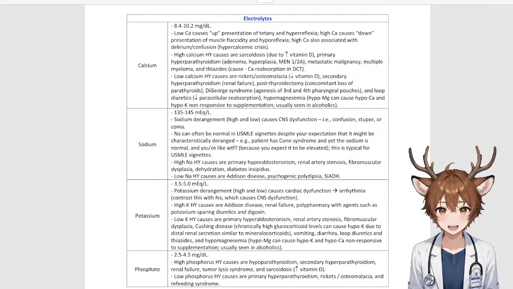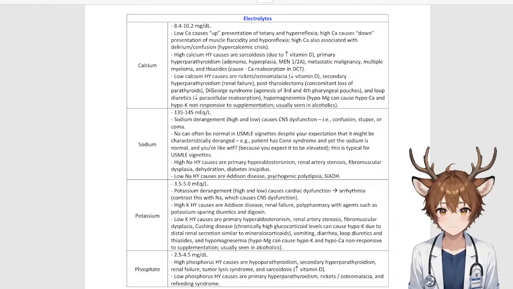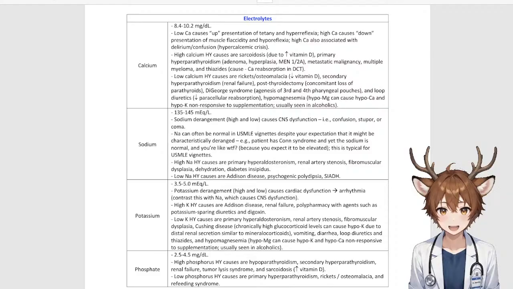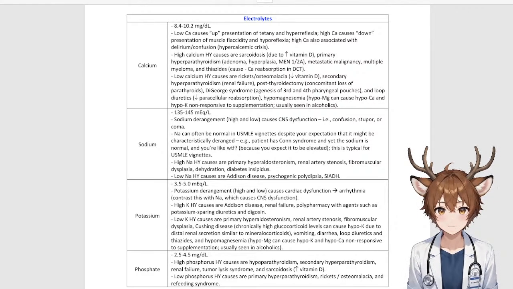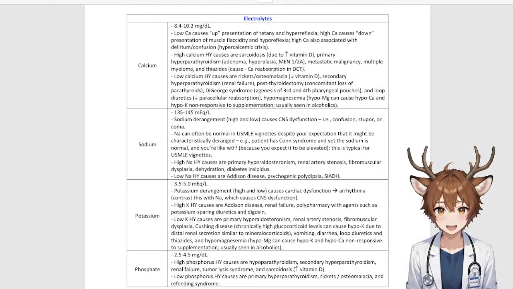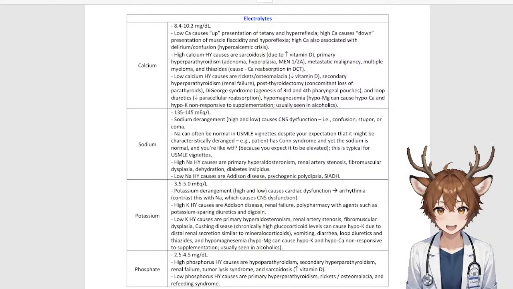Okay, let us proceed forth. Electrolytes. Calcium, 8.4 to 10.2 milligrams per deciliter. Low calcium causes up presentation of tetany and hyperreflexia. High calcium causes down presentation of muscle flaccidity and hyporeflexia. High calcium is also associated with delirium/confusion, hypercalcemic crisis.